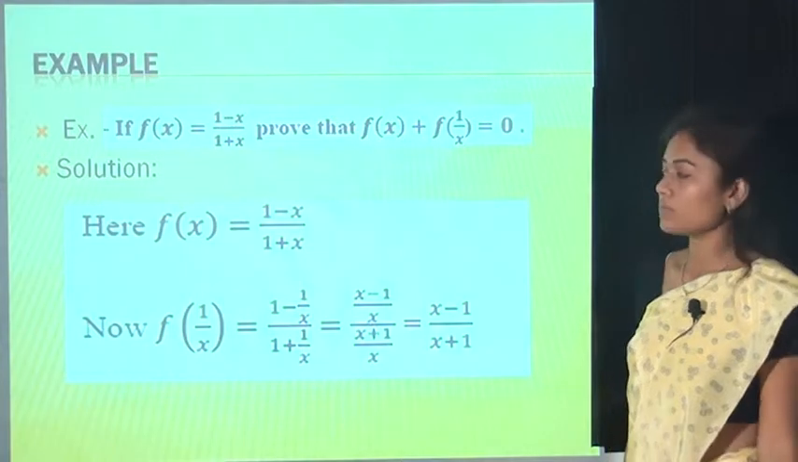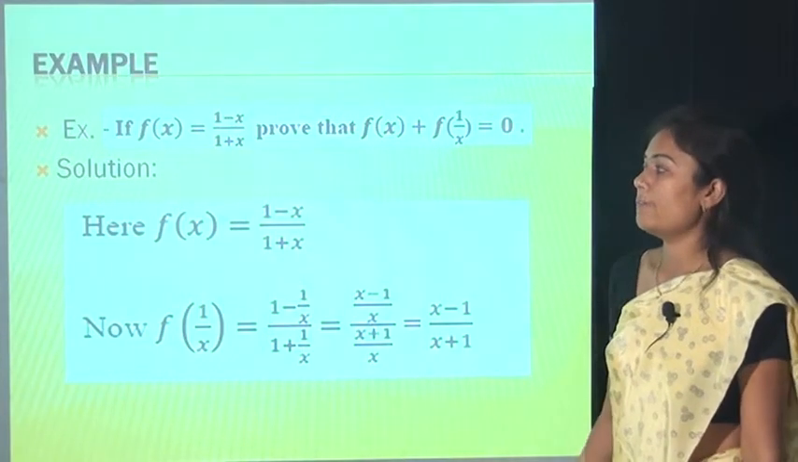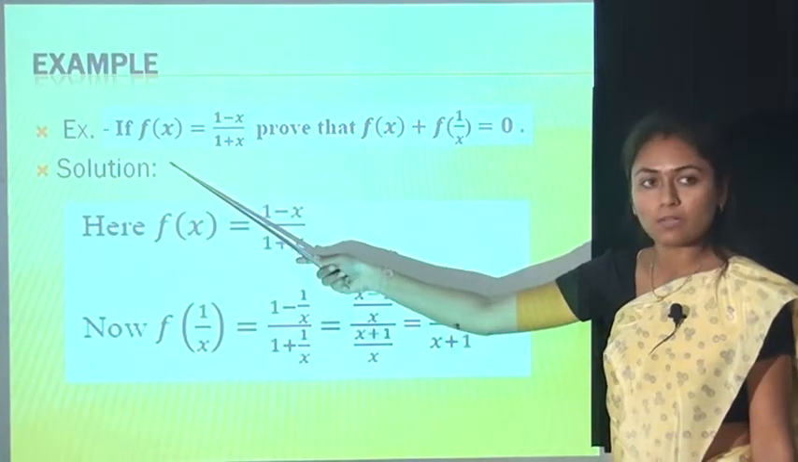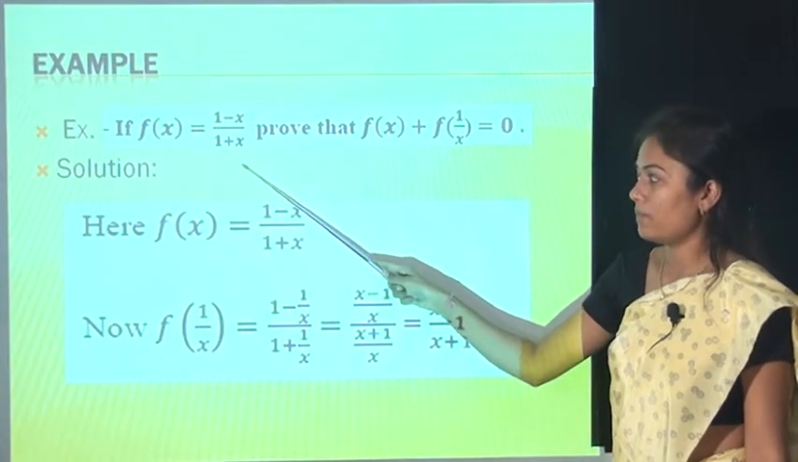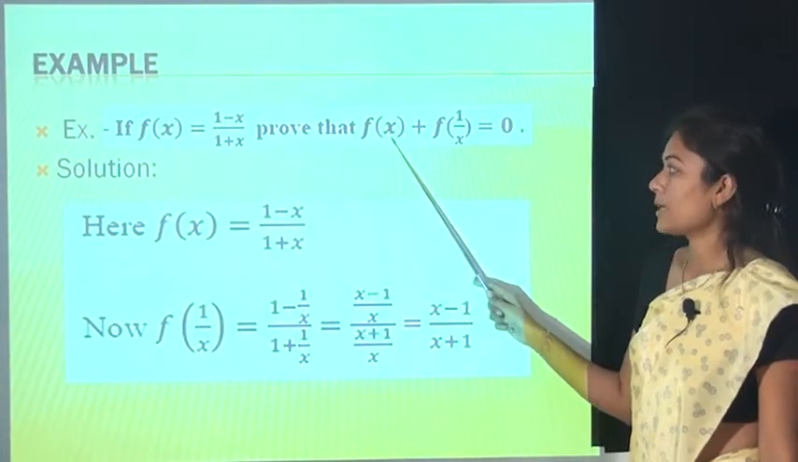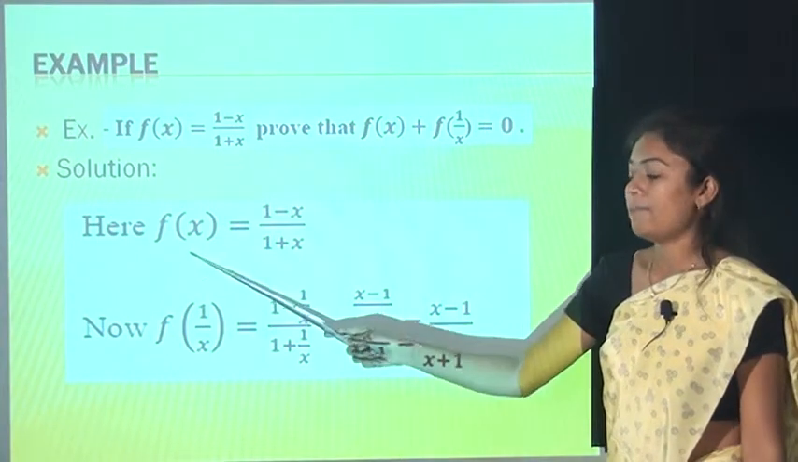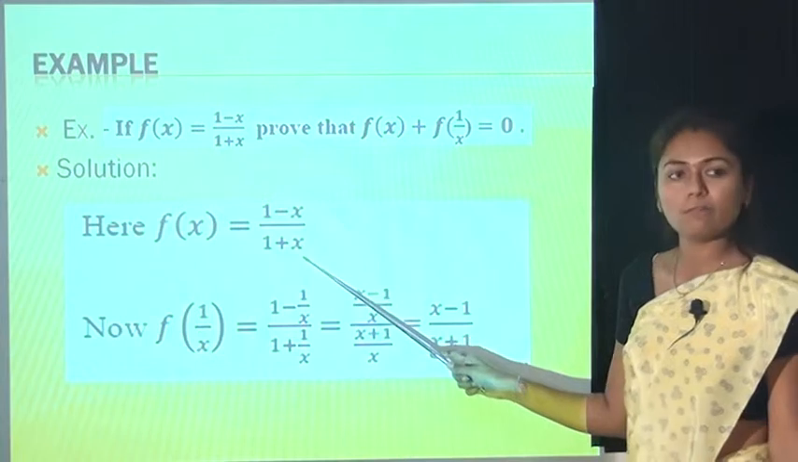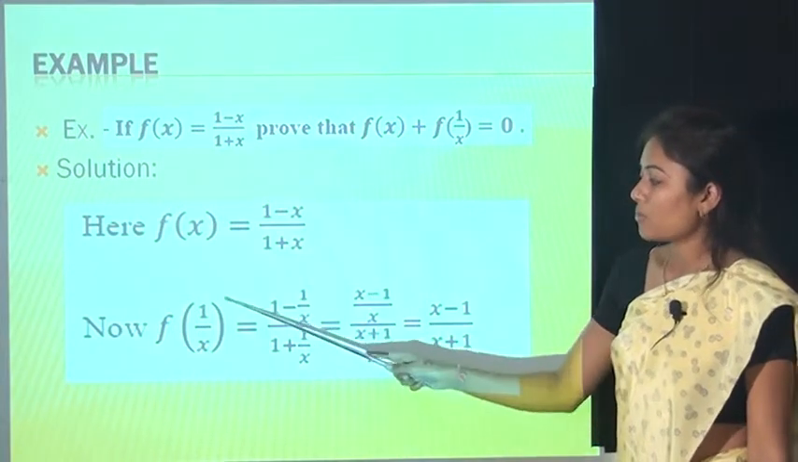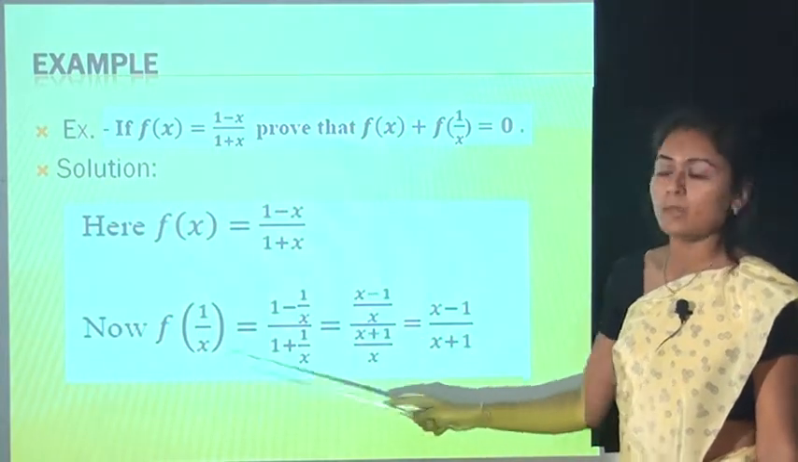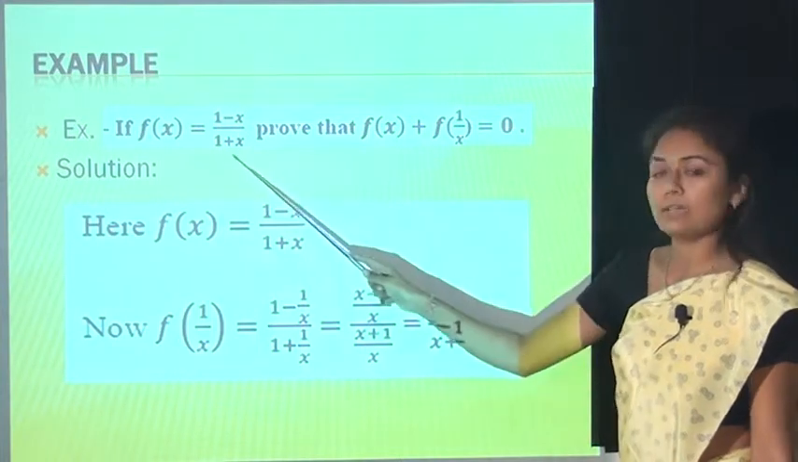Now, second example. If f of x is equal to 1 minus x upon 1 plus x, prove that f of x plus f of 1 by x equals 0. Here f of x is equal to 1 minus x upon 1 plus x. We have to find the value of f of 1 by x, because f of x is given here.